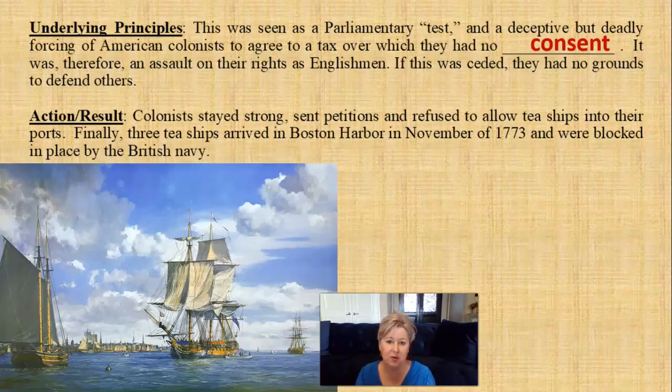They continued to send petitions, and they refused to allow the tea ships into their ports. So from Georgia, South Carolina, all up and down the coast, they were blocking tea ships from coming into the ports and unloading. This finally becomes a real issue, and 3 ships were escorted into Boston Harbor in November of 1773, really bringing this to a head. They were blocked in place by the British Navy so that the colonists couldn't force them back out and refuse delivery. So now you've got 3 ships sitting in Boston Harbor in November of 1773.